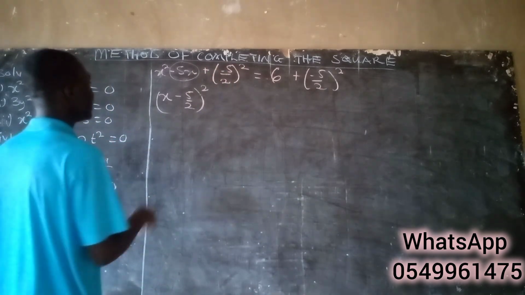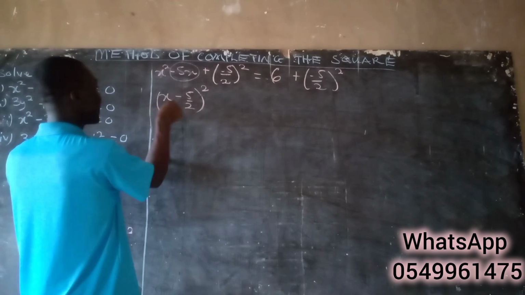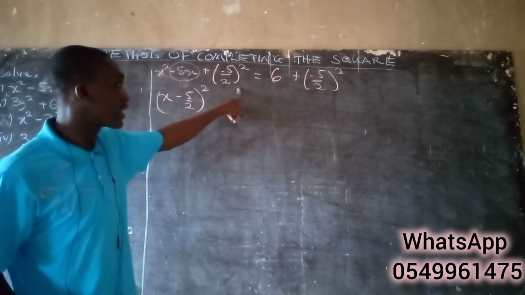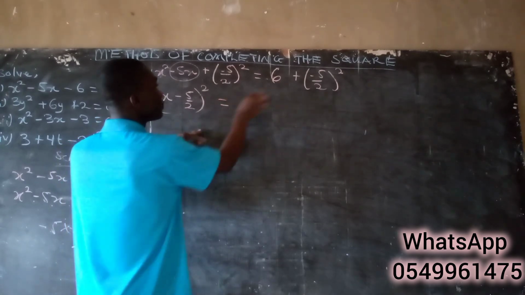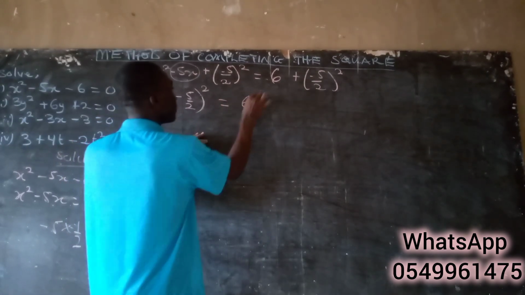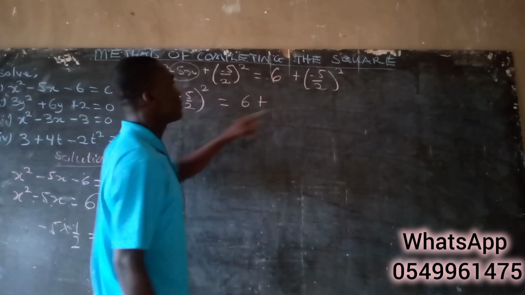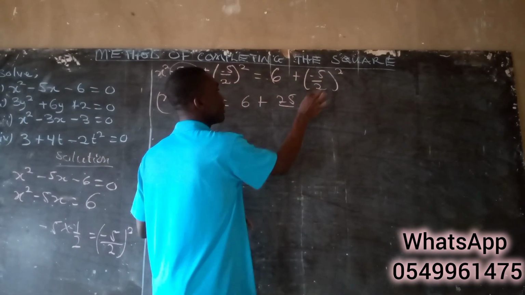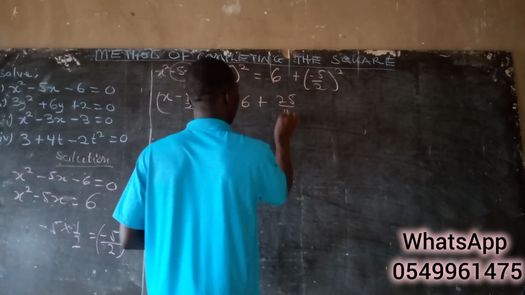Yes. So now let's see. We have x minus 5 over 2 all squared. When we expand this, we get this one back. It's equal to 6 plus, so here negative 5 squared gives us 25, and 2 squared gives us 4.